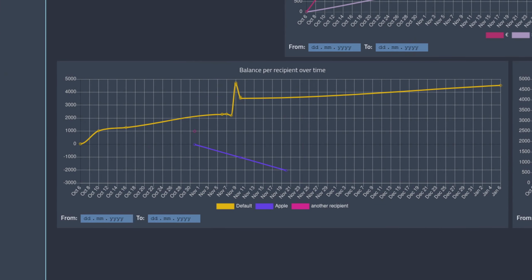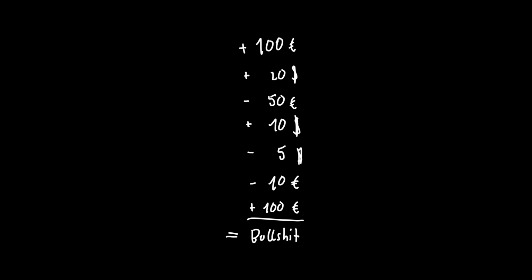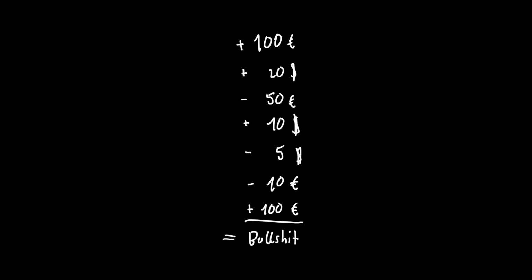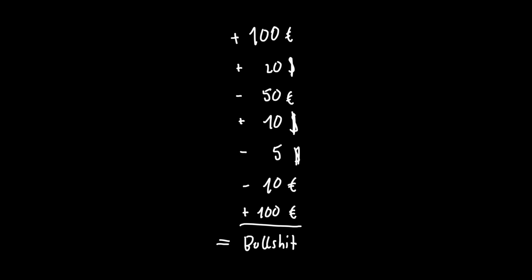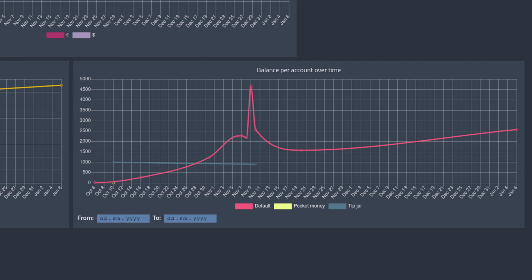The recipient chart, however, still has a major flaw. Recipients can accept transactions with multiple currencies. Now, this chart just adds all transactions of each recipient together, regardless of what currencies were used. The same is also possible for the accounts chart, but it's not that big of a deal there, as I plan on making accounts only accept a single currency each.